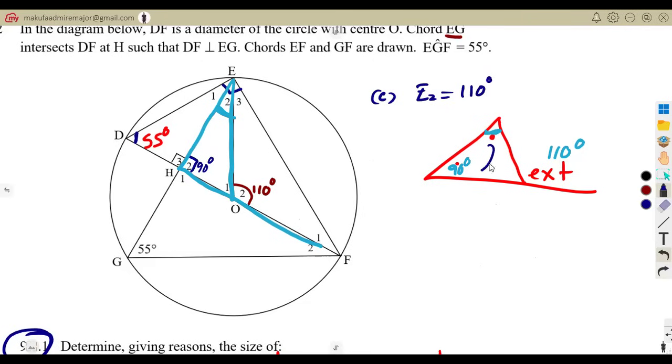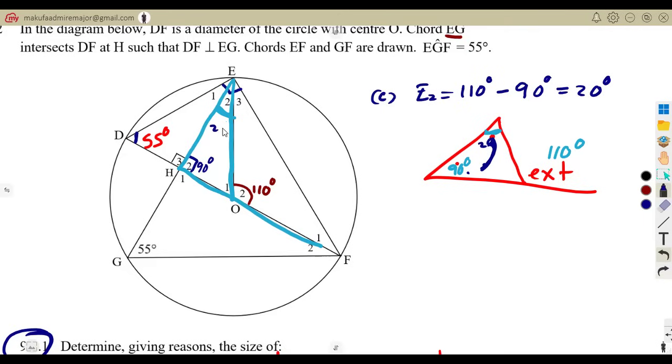Remember, the sum of these two must give us the exterior angle. So we are given the exterior angle is already there. So it's minus what? The other angle that we are given, which is 90 degrees. Because if we add these two, we must get 110. So subtract 90 degrees from 110. You are getting the other angle that is remaining. That was going to be 20 degrees, meaning to say this is 20.